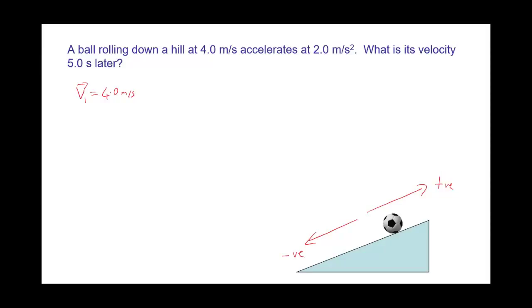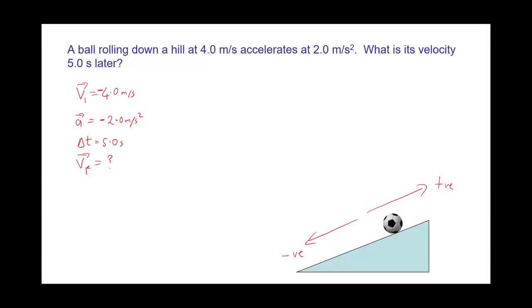It's 4 meters per second down the hill. What else do I know? It's accelerating at 2 meters per second squared. Which direction? Well, as it goes down the hill, it's speeding up, so it must be accelerating in the same direction that it's moving down the hill. We're talking about a time interval of 5 seconds, and we're interested in the velocity at the end of that 5 seconds. So there's my list, the information I know and the information I need to know.